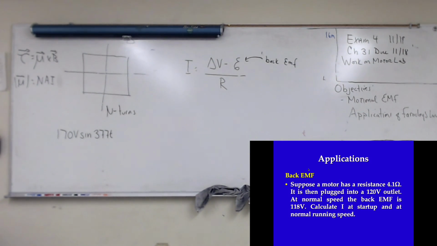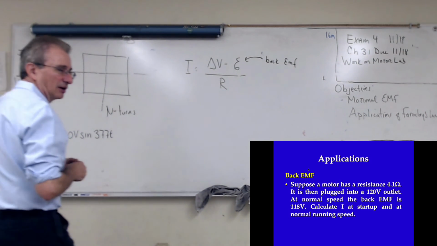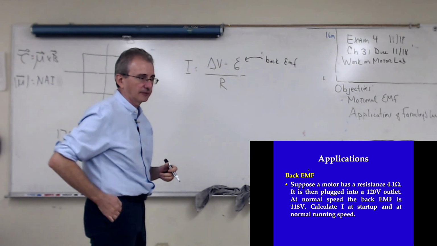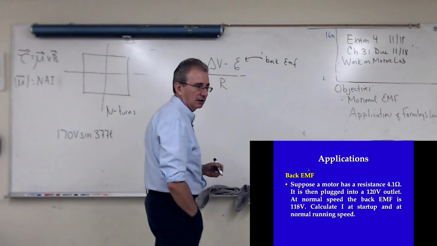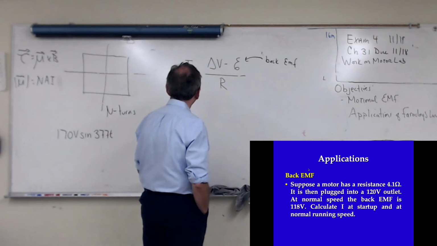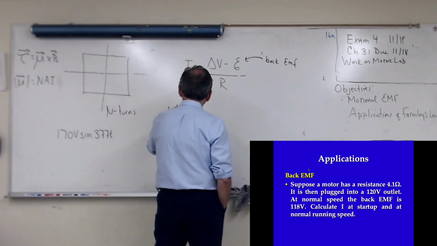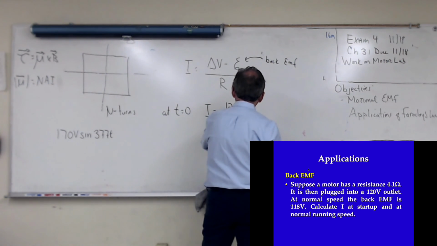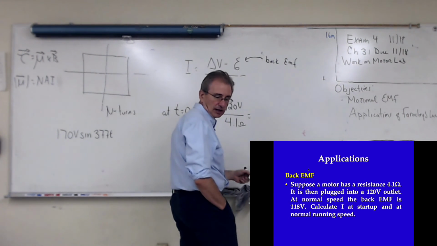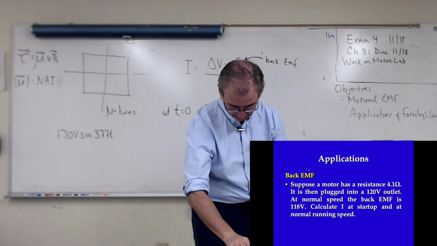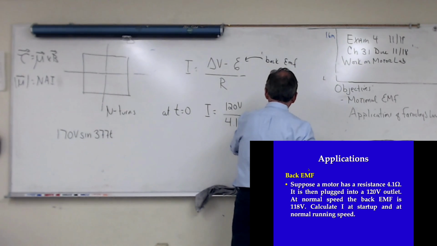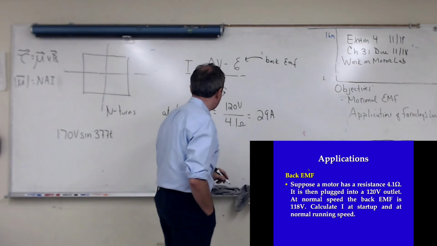So I have this real simple example. Suppose you have a motor that has a resistance of 4.1 ohms. Okay? You plug it in, your current is going to be 120 volts over 4.1 ohms, which ends up being like 29 amps. Okay, so that's the initial current.